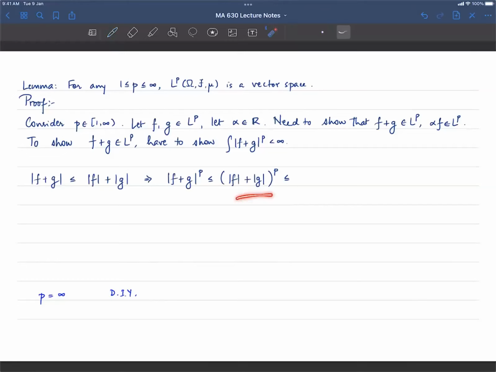Let's look at this right side here. This is mod f plus mod g to the p. Let me make it a little simpler for you. Suppose a and b are both greater than or equal to 0. If I take a plus b to the p, and of course here p is greater than or equal to 1. Note I'm restricting my attention to non-negative numbers. I'm not allowing negative numbers here. I'm taking a plus b to the p.